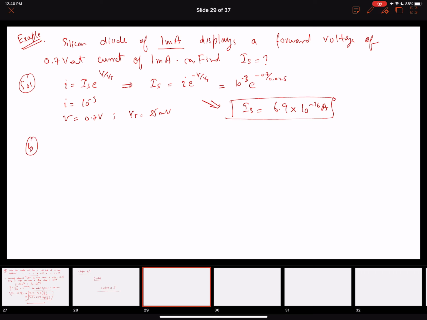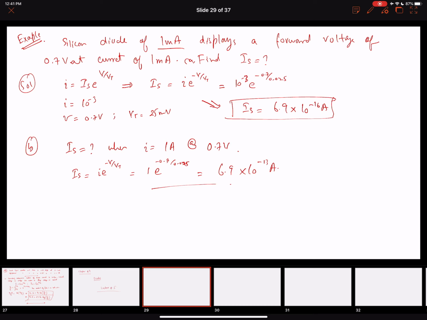Similarly, let's again find Is when a current of 1 ampere will flow at 0.7 volts forward bias voltage, right? So essentially we will do exactly the same thing. Our Is will be I e raised to power minus V over Vt, so it will be 1 ampere, e raised to power minus 0.7 over 0.025. So the answer is going to come out to be 6.9 times 10 to the power minus 13 amperes.